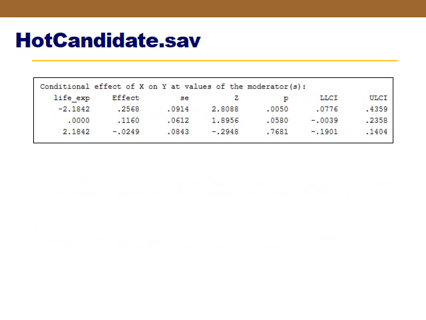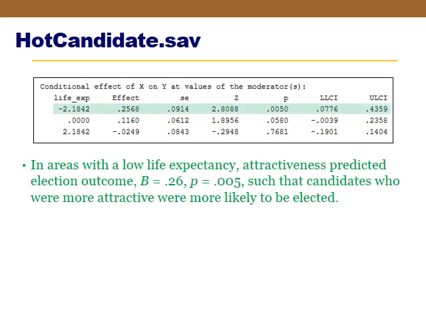Here are the results of that simple slopes analysis. So this first row tells us about districts where the life expectancy is low. The second row tells us about districts where the life expectancy is average. And the third row tells us about districts where the life expectancy is above average or high. So in places where the life expectancy is low, attractiveness was a significant predictor of the outcome of the election. So in places where the life expectancy is low, the more attractive candidates were more likely to be elected.